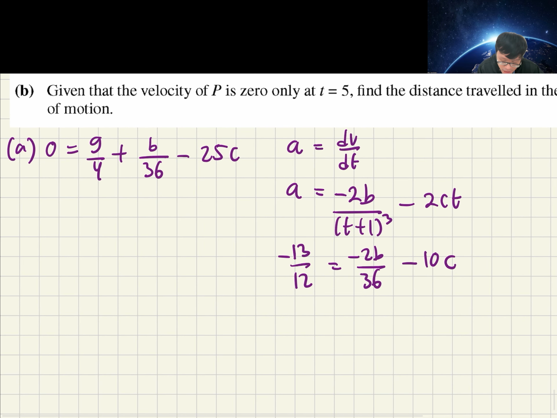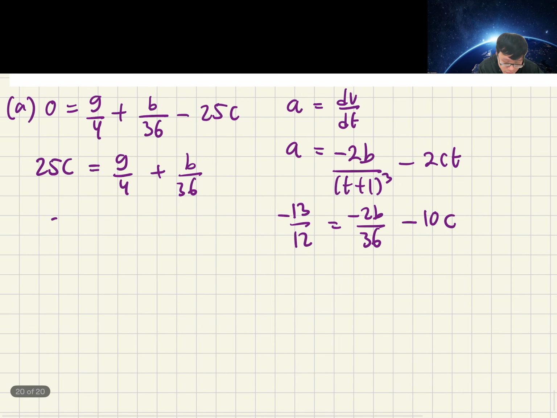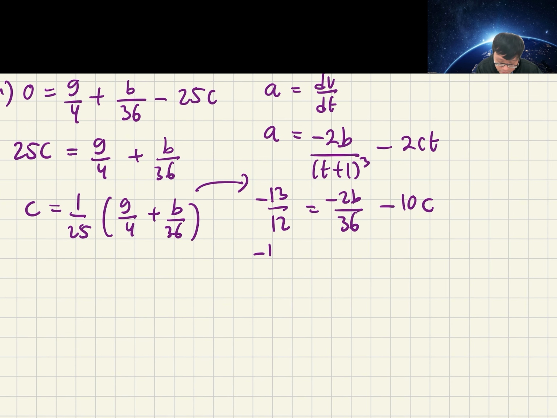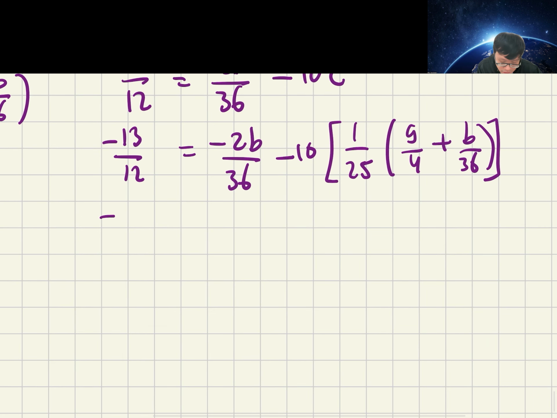So from here, we can have 25C equals 9 over 4 plus B over 36. So C is just 1 over 25 times 9 over 4 plus B over 36. So we plug that into here. You get minus 10 times 1 over 25 times 9 over 4 plus B over 36. Okay, we just need to solve it.